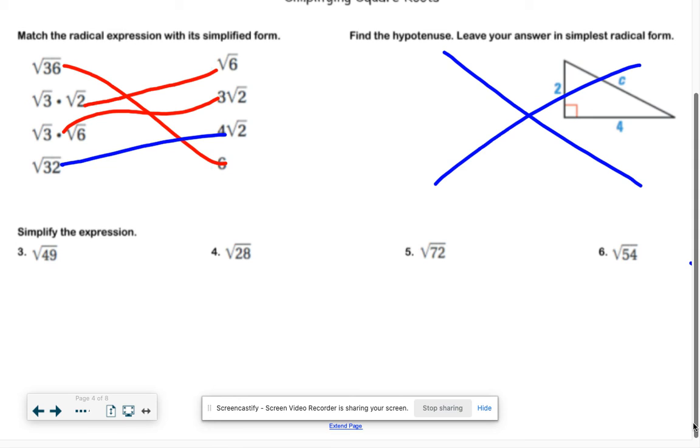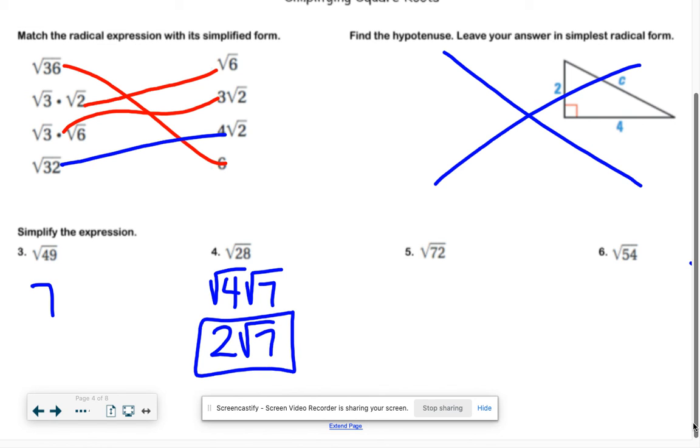Okay, let's simplify these expressions. What's the square root of 49? 7. Square root of 28? We gotta break it down. What perfect square goes into 28? 4. How many times? 7. I meant to say 7. That's okay. And what's the square root of 4? 2. So 2 root 7, folks. That's our answer.